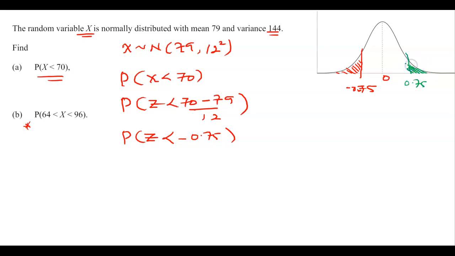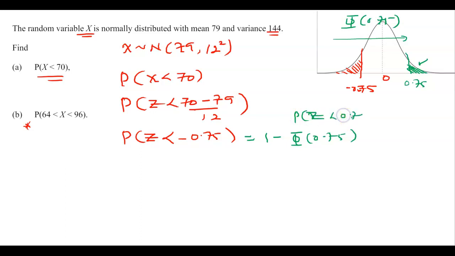And how do you get this area? You get the area from the table, which gives you all the way from negative infinity up to that point. That's the phi of 0.75 from the table. That means the probability is going to be 1 minus, because we're looking for only this portion over here, 1 minus the phi of 0.75. But this, the phi of 0.75, we are saying this is the probability that Z is less than 0.75, and we can go on the tables.